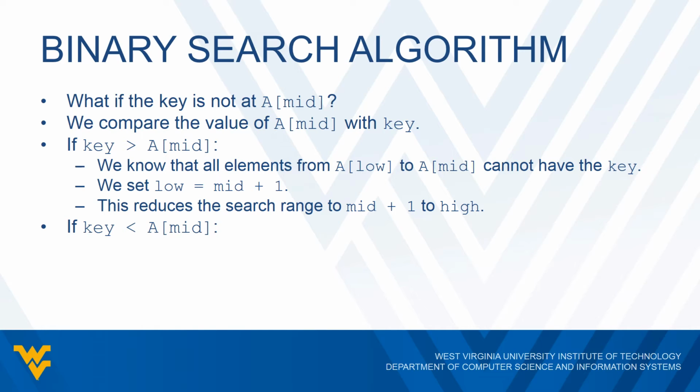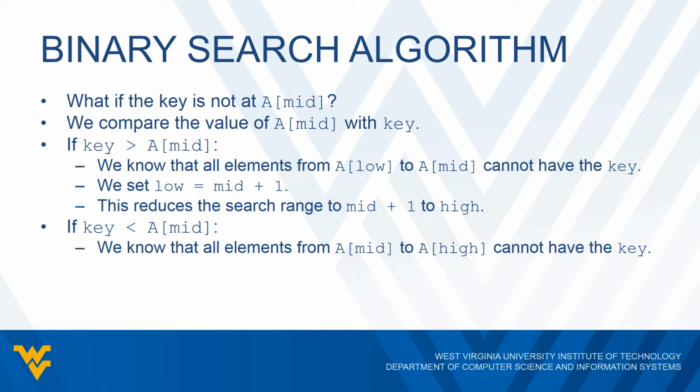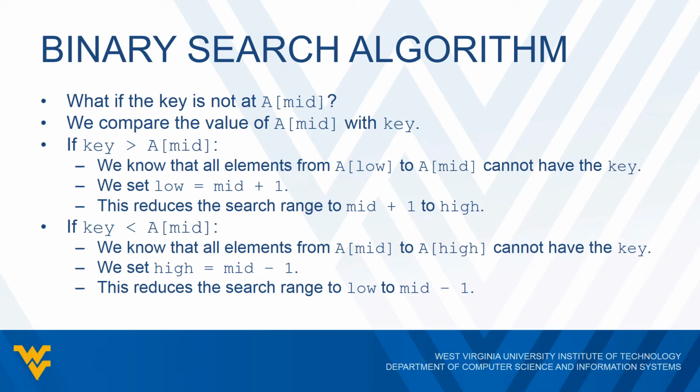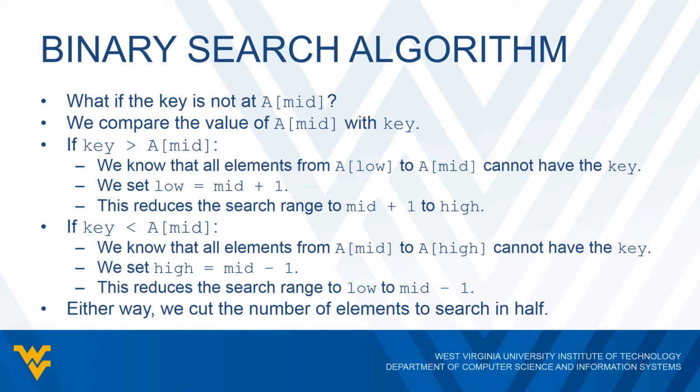Now, what if the key is less than mid? Then that means we know we've guessed too high. We know that all the elements from mid to high cannot have the key, so we need to change our search range again, so we can set high to mid minus 1. So we know that the key is somewhere between low and mid minus 1. Either way, we're cutting down the number of elements to search in half. And this is crucial when we analyze the running time of the algorithm: we're cutting down the number of options in half with each guess.